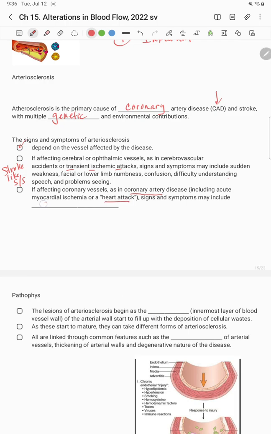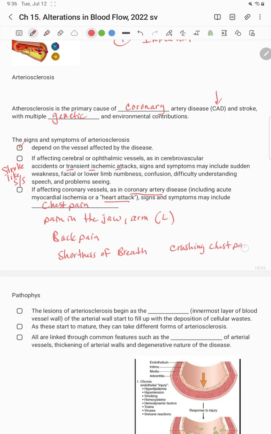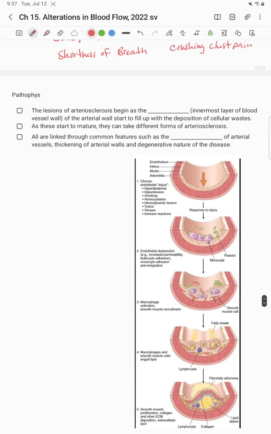If affecting coronary vessels, as in coronary artery disease, including acute myocardial ischemia or a heart attack, signs and symptoms may include chest pain, pain in the jaw, the arm, primarily the left arm, back pain, shortness of breath, crushing chest pain. Okay, they may also say, feels like an elephant is sitting on my chest. Okay, the pathophysiology of this is the lesion of arteriosclerosis begins with the tunica intima, the innermost layer of the blood vessel wall.